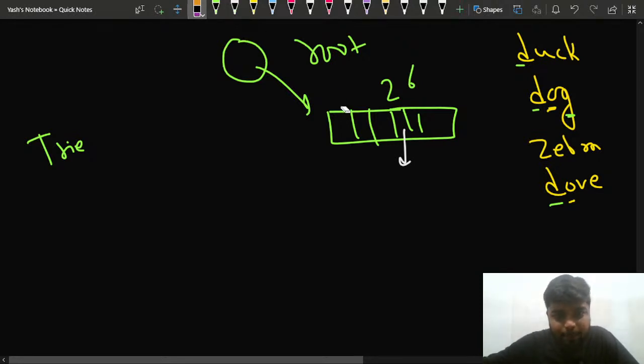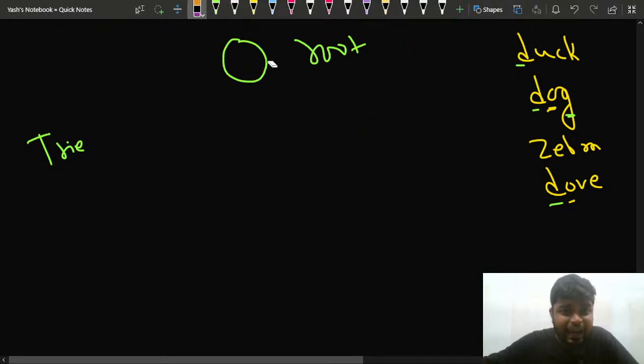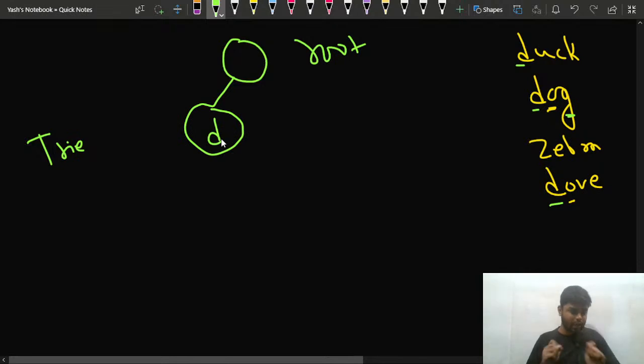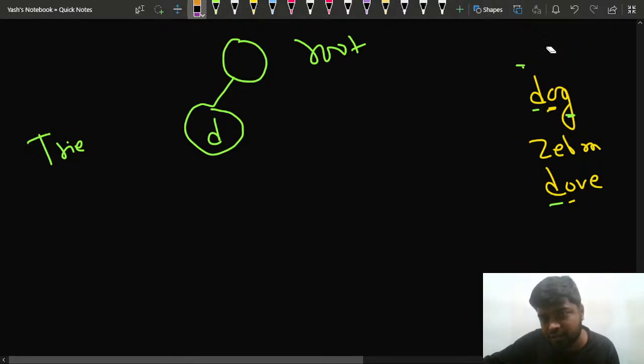So what will happen? I'll add a D for this particular node. This was the root. It will have a D. Now, I'm trying to insert duck. So let's bring duck here. So we have duck, and I'm inserting duck.